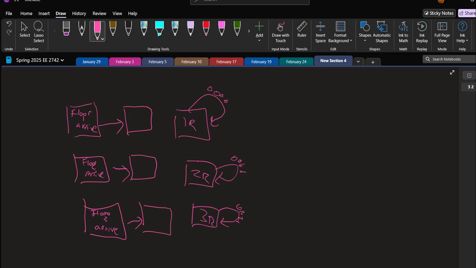I'm calling them floor 1 and door open, and floor 2 door open, and floor 3 door open. And you can think about all of the different places you could go from that state. Let me make this neater now.